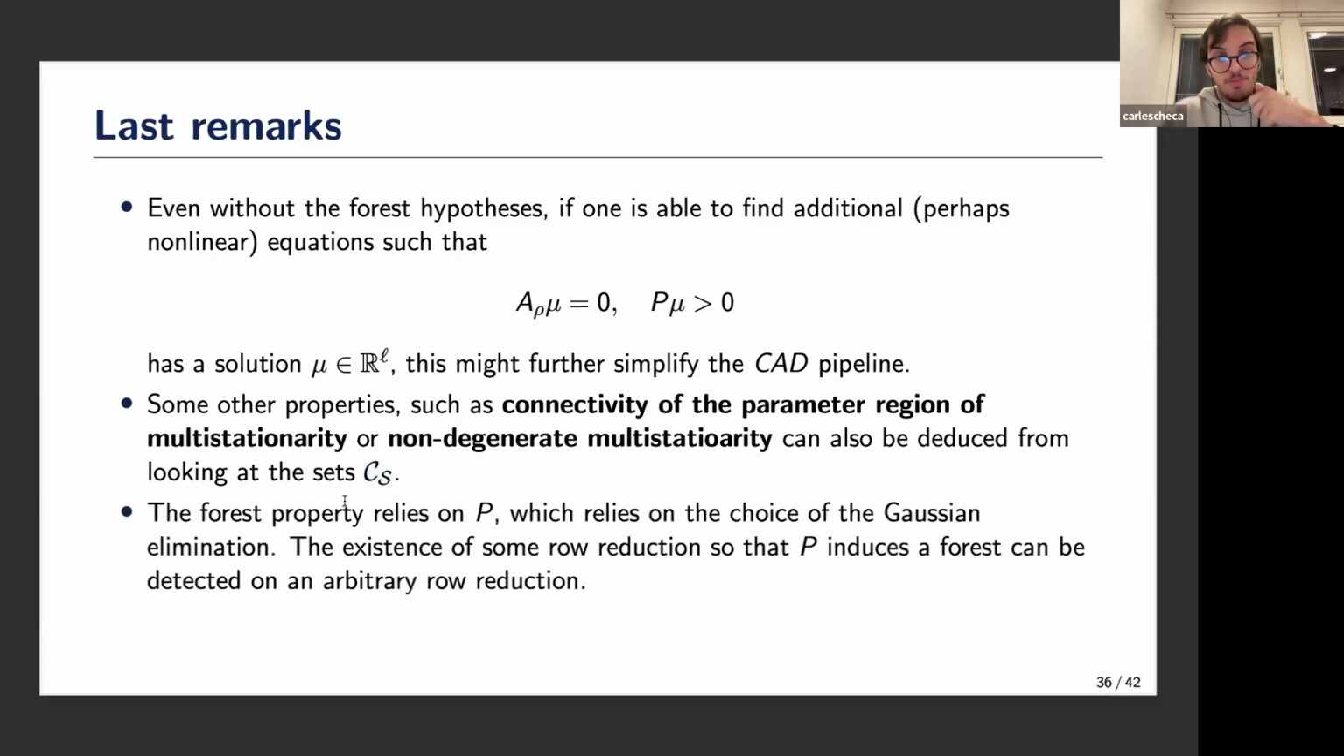Now, finally, the forest property relies on P. This is a part that we couldn't fully translate yet into vertical systems because we assumed that there exists some P such that the forest hypothesis holds. And this can actually be checked in the higher deficiency theory in any of the row reductions, so in any of the P's that one can build. This doesn't mean that any of the possible P's, if there is one, satisfies this condition, but there's another more complicated condition that can be checked there.